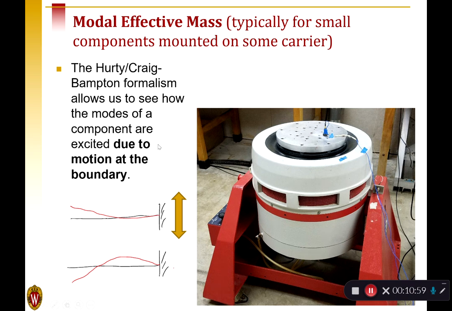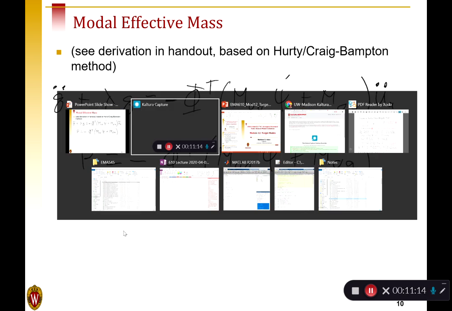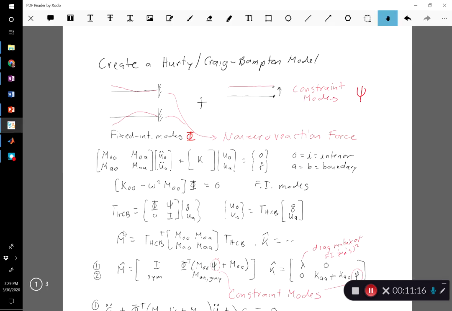So we can actually use the Hurty-Craig-Bampton formalism to directly derive which modes matter in a base excited case like this. And it's really useful and leads to one of the important metrics of effective mass. So to derive that, consider we have a Hurty-Craig-Bampton model that has a certain number of fixed interface modes, and then it also has a certain number of constraint modes, psi.